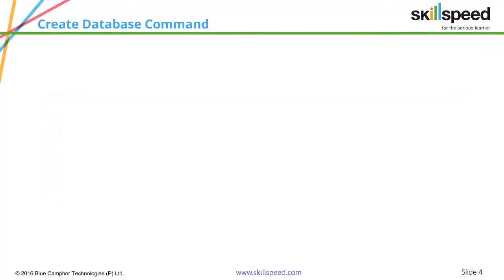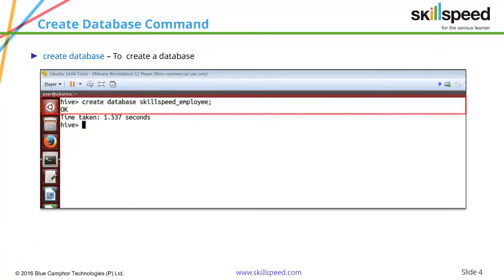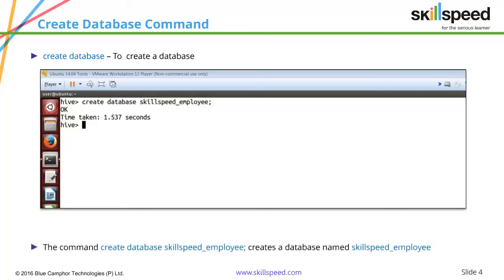Once you launch your Hive shell, the first command that you should probably be aware of is the create database command. As you can see from my demonstration, I have typed create database skillspeed_employee semicolon. Now when you press return, you can see an OK message from Hive which says the command completed successfully.